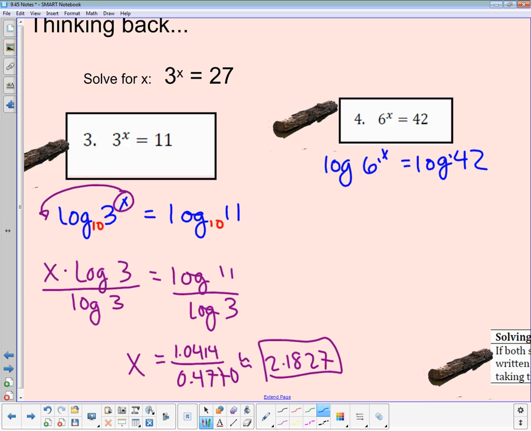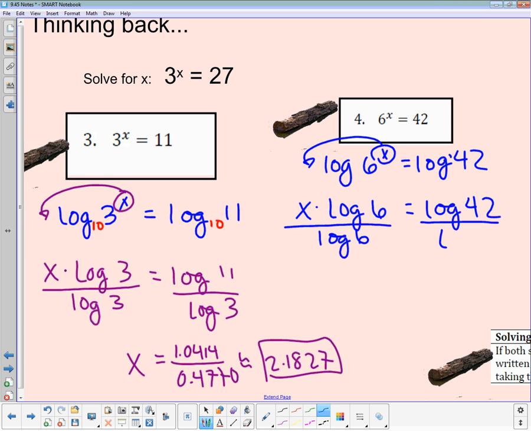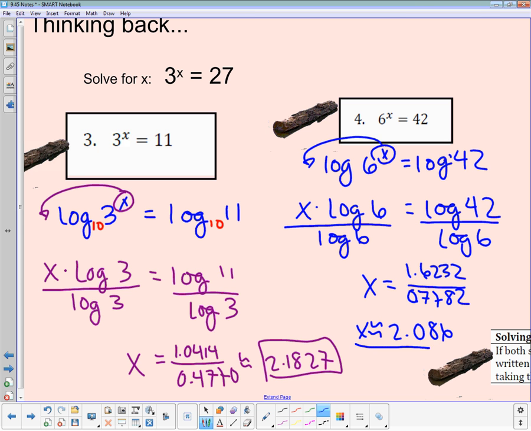And that means I can take that x and bring it out front, and that gets it out of the power position, which is what I'm trying to do, so that I can solve for the remaining value. I divide by the log of 6 so that x is alone, and I have x is equal to, in this case, the log of 42 was about 1.6232. The log of 6 was about 0.7782. So I get x is approximately 2.086. So that's my x value in this case.